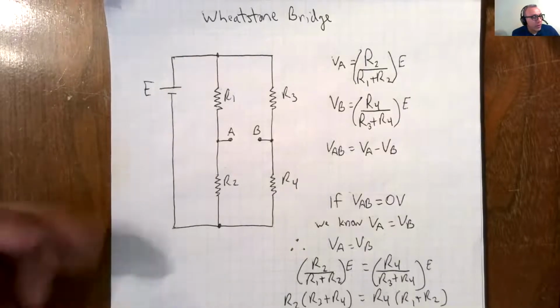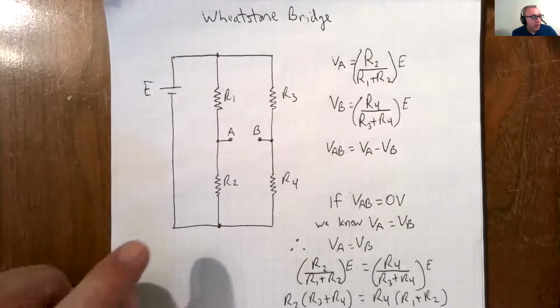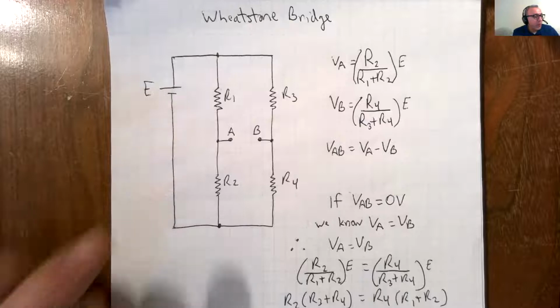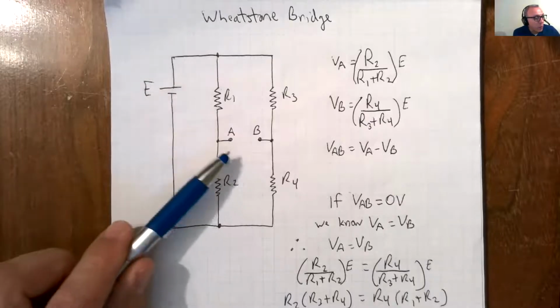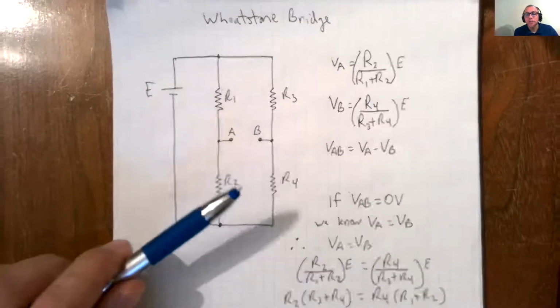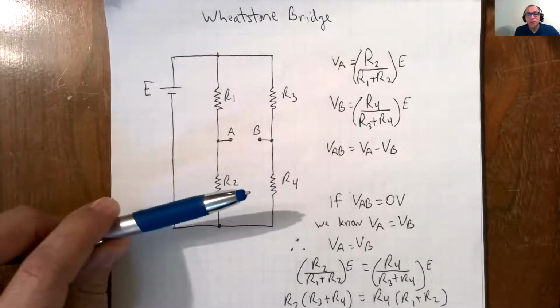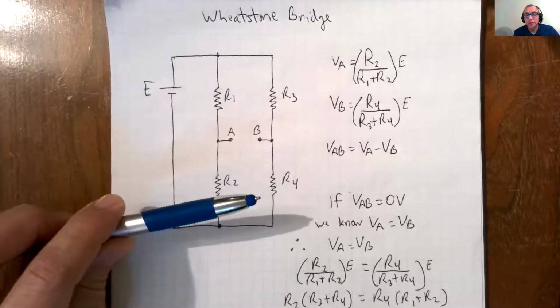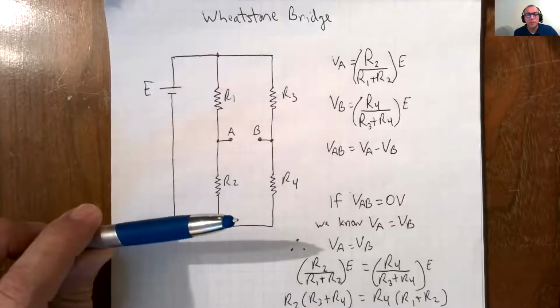A Wheatstone bridge is a resistor network that allows us to use a voltage differential between 2 points to help us accurately measure resistances. Okay, so we're going to go through several examples today.